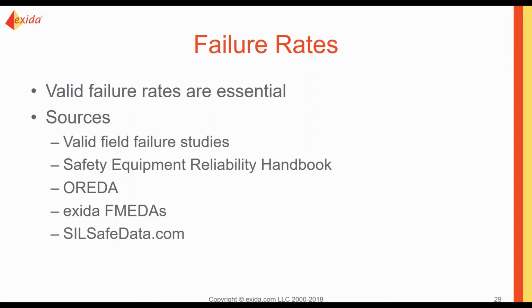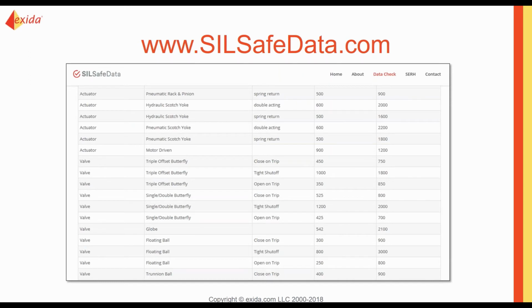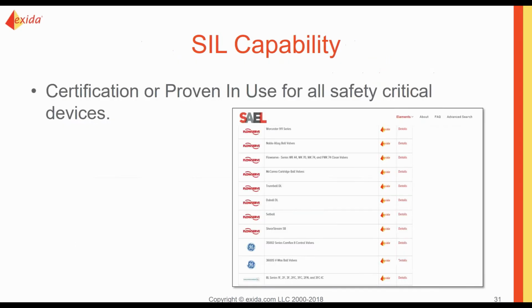If you don't have that, there is silsafedata.com, which provides a minimum and maximum, and you can at least do a reality check to make sure you're using a reasonable number to model the different parts in the assembly. Devices need to be certified or based on proven in use if they're in a SIL rated application. So again, looking at the safety automation equipment list is going to give you that information.